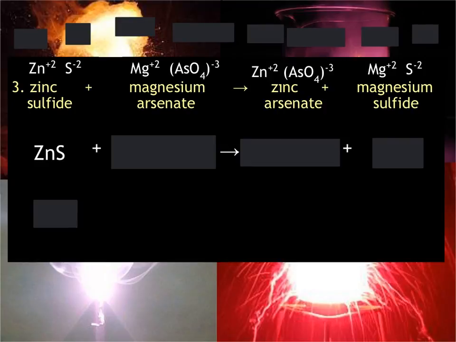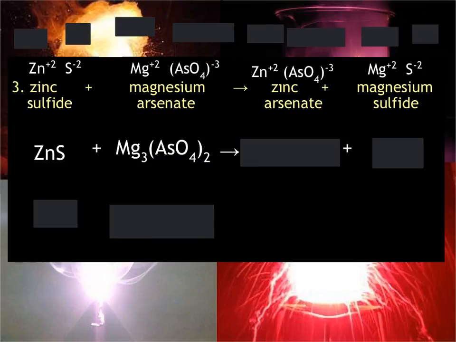For my next one, magnesium has a +2 charge, arsenate has a -3 charge, so if I crisscross these charges, it'll balance things out. So that'll give me Mg3(AsO4)2.